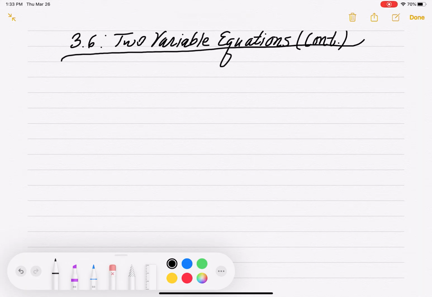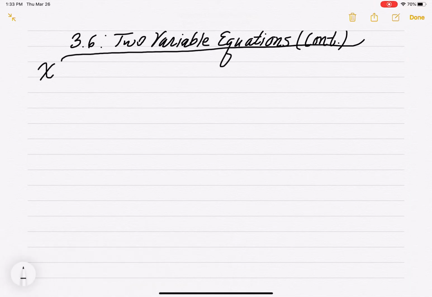So last time we looked at particular two-variable equations and their graphs. So here we want to look more at analyzing more general two-variable equations. We want to start off with the concept of x-intercepts. What are x-intercepts? X-intercepts for a two-variable equation, or for a graph of a two-variable equation.